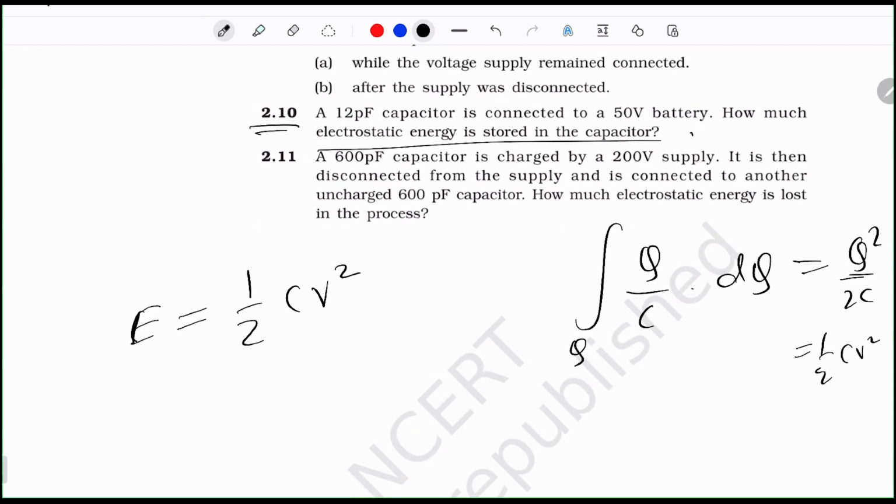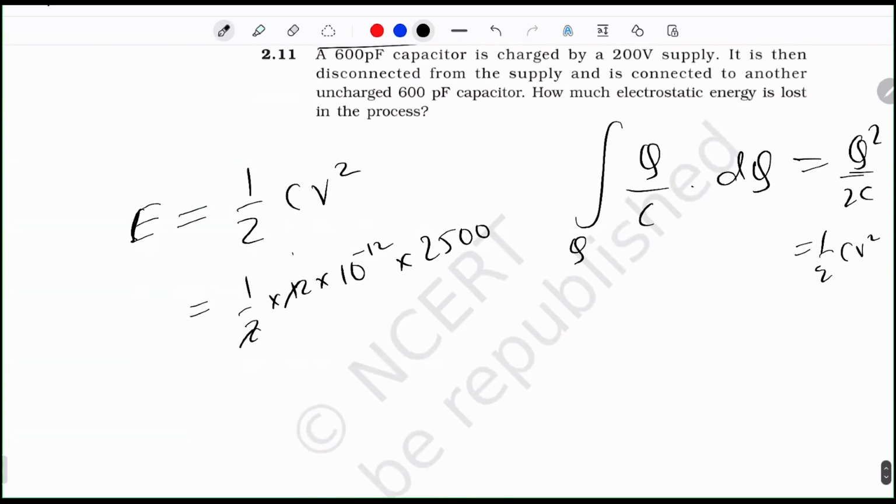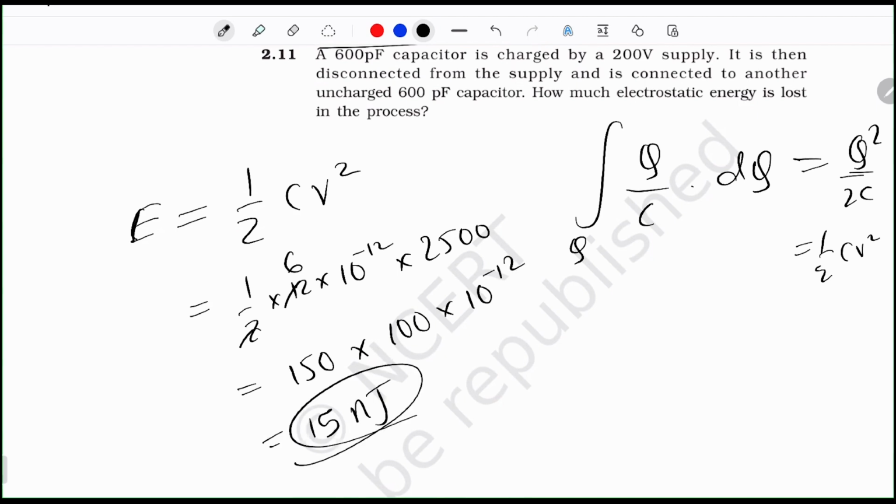So this is equal to half times 12 times 10 to the power negative 12, since pico means 10 to the negative 12, times V squared, which is 2500. So 6 times 25 is 150, times 100, times 10 to the negative 12. That is 15 nanojoules of energy, a very tiny amount.